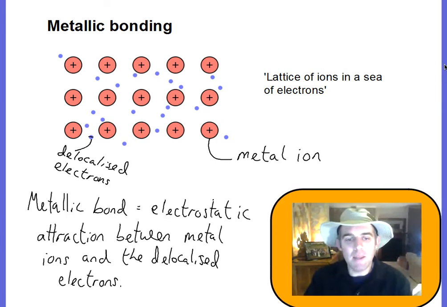And the actual metallic bond is the electrostatic attraction between the metal ions and the delocalized electrons. So these metal ions are attracted to these delocalized electrons. The positive to the negative is a very strong attraction, and that is what makes the bond between the metal particles, the metal atoms becoming metal ions, being attracted to the delocalized electrons. A very strong metal bond is formed.